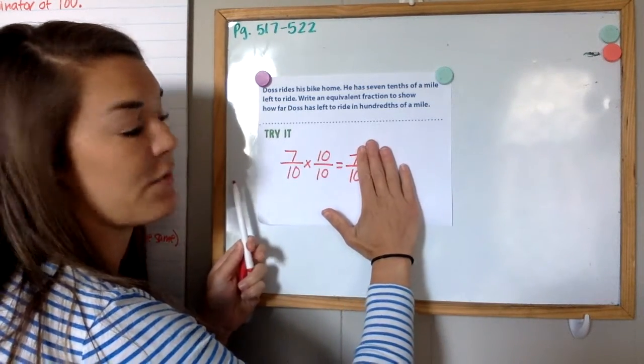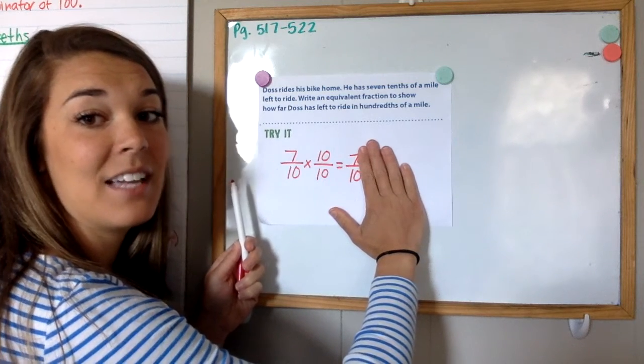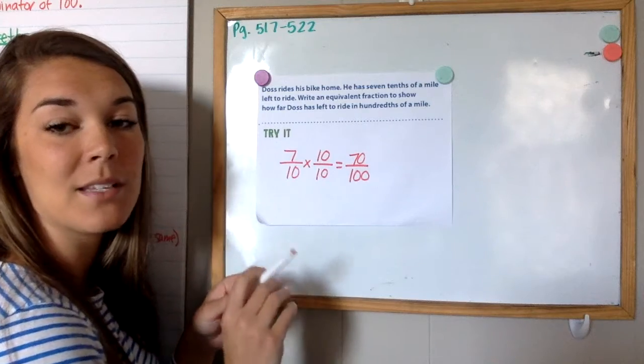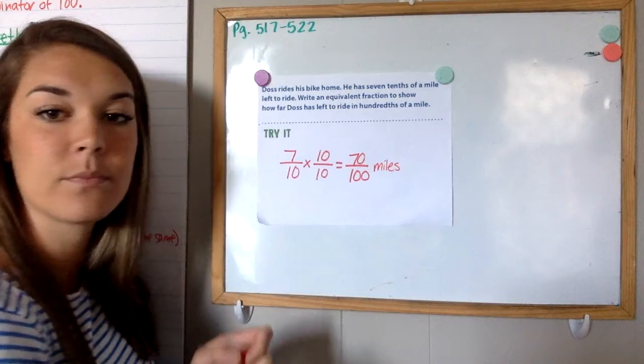This makes sense to me because if I literally just cover up this 0, it's the same thing, okay? And so I want to make sure I put a unit on this because 70 hundredths of what? I need to write miles. All right?